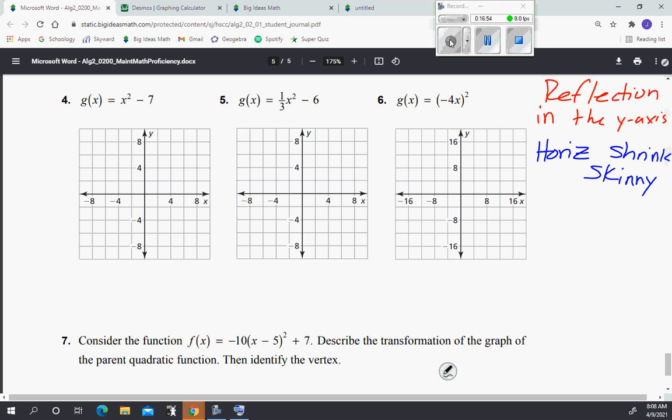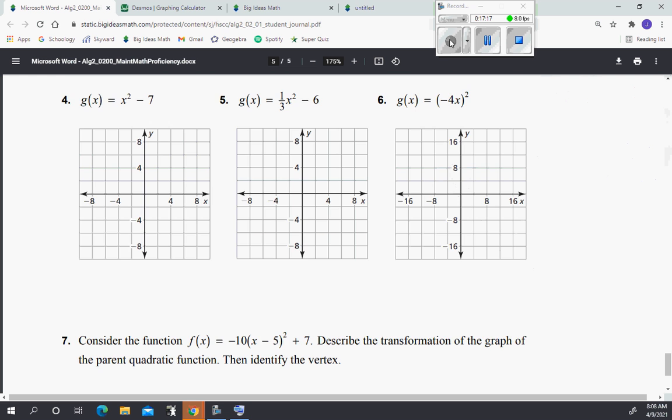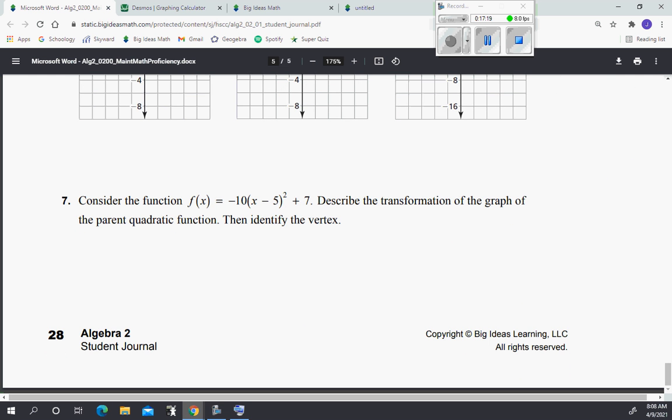So, how about our vertex? Does our vertex move left, right, up, or down at all? No, it stays right at 0. And it's skinny. And we're going up. It's not down because it's a reflection in the y-axis. It just stays skinny. Just like that. Okay, that's all I'm looking for with these. Can you describe the graph? And then can you write a rough sketch?